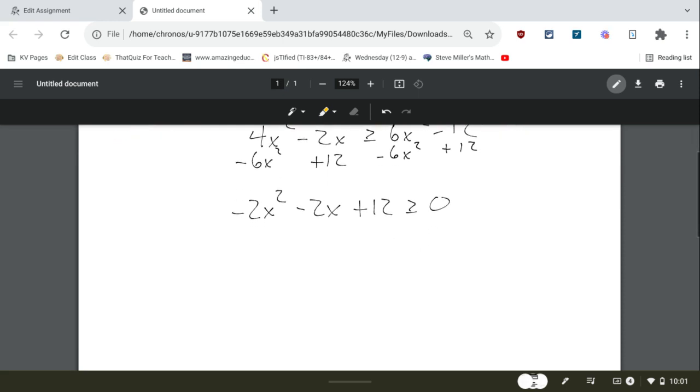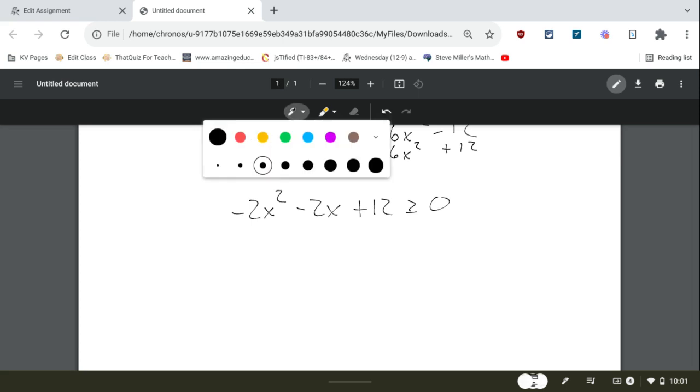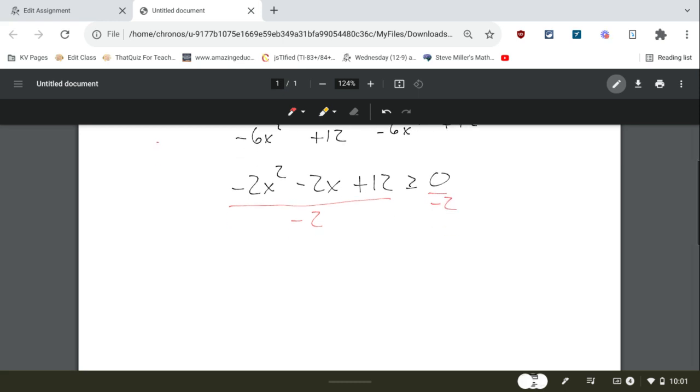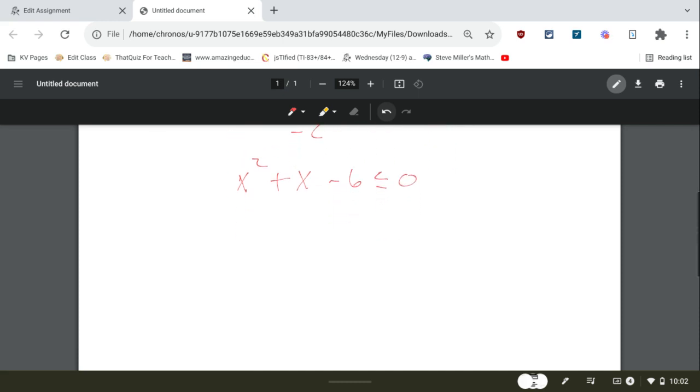Okay, so I'm going to divide by negative to change my leading coefficient, and it looks like they're all divisible by 2. So I'm going to divide all these by negative 2. It's going to leave me with x squared plus x. And then 12 divided by negative 2 will be negative 6. Oh, yeah. And then I need to flip my inequality symbol because I divided by a negative.